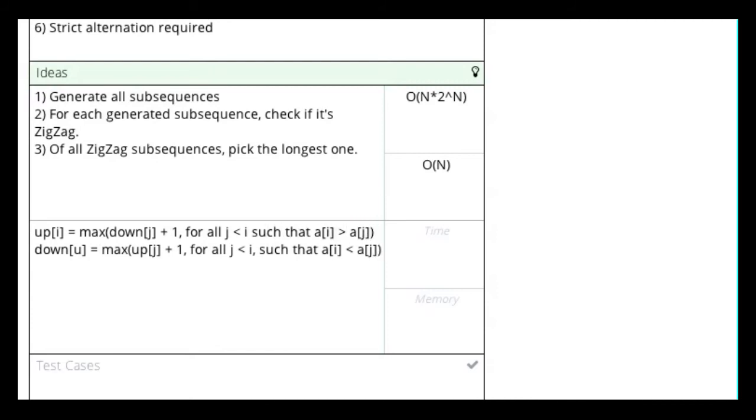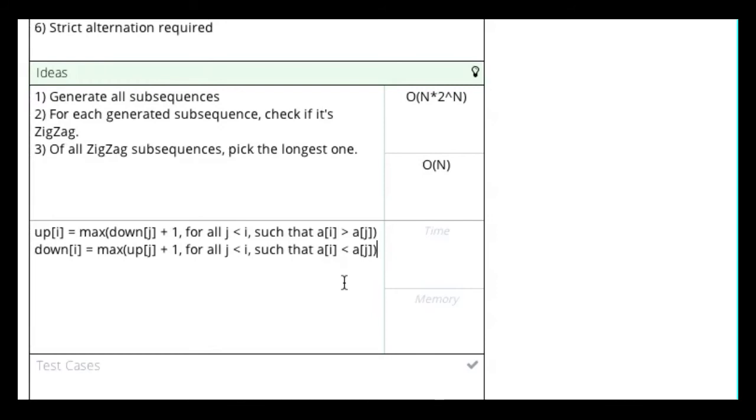So basically we just try to zig and zag. That's why up i uses down j and down i uses up j. And the solution of the problem would be the maximum of any up i or down i from 0 to n minus 1. Feel free to pause the video at this point if you're not sure about what we wrote down and take a look.